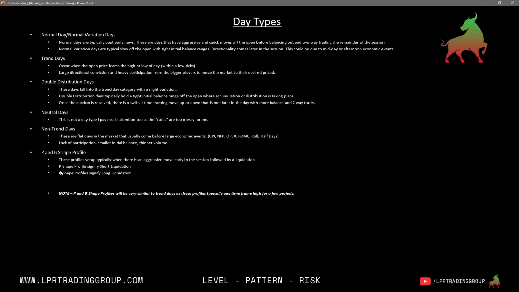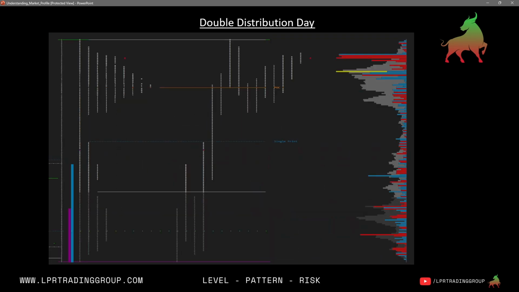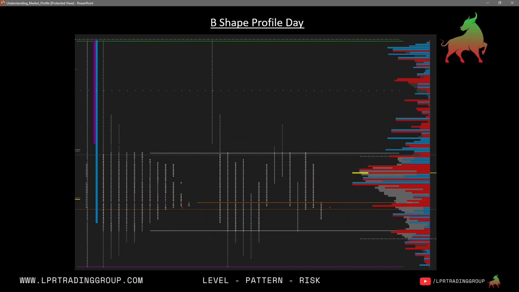We will go back to P and B-shaped profiles here. These profiles set up typically when there's an aggressive move early in the session, followed by liquidation, distribution, and balance at the top side or the bottom side of a range. P-shaped profiles signify short liquidation. B-shaped profiles signify long liquidation. Note that P and B-shaped profiles are very similar to trend days, as these profiles typically one time frame for a few periods. Let's go over to the B-shaped profile.